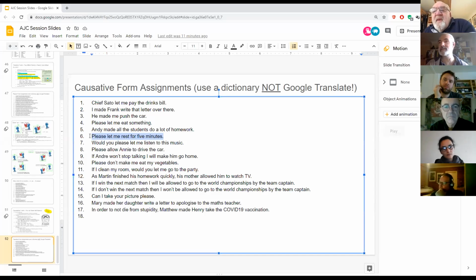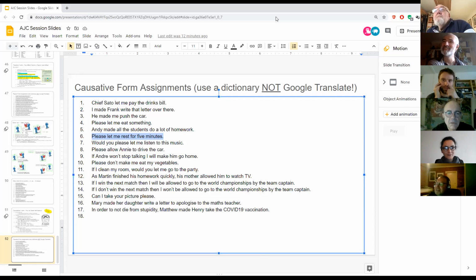Please let me rest for 5 minutes. Okay. Gofun o watashi ni yasumasemashita. Yasumasemashita. Or yasunde moraimasu. Right. Which one? Because they're both very different. Let's pick. Yes, I was thinking about which is better, but I think gofun o watashi ni yasunde moraimasu. But that's kind of lesson 6. We're on lesson 26 at least. Okay.